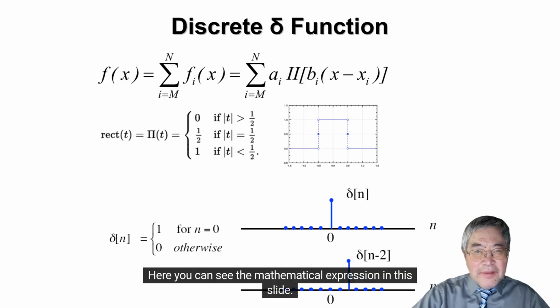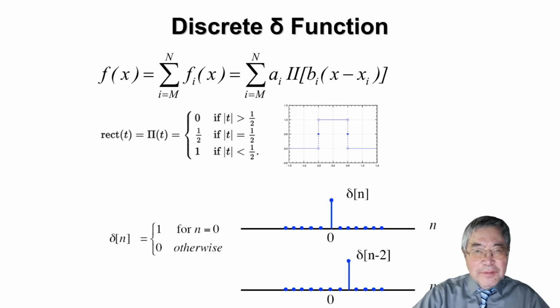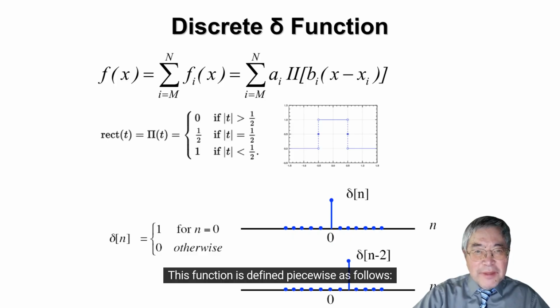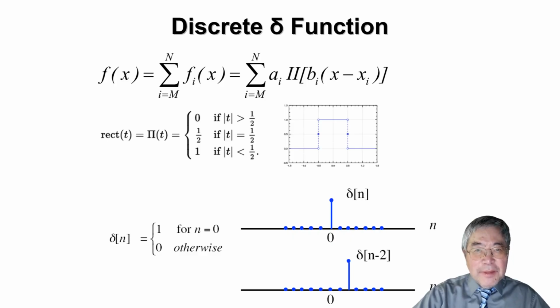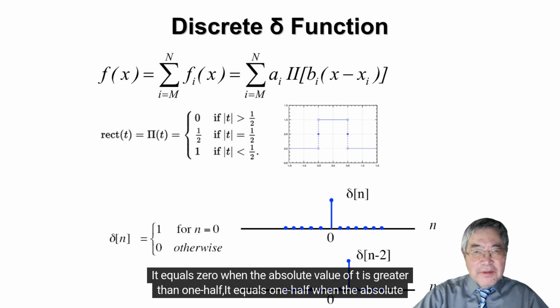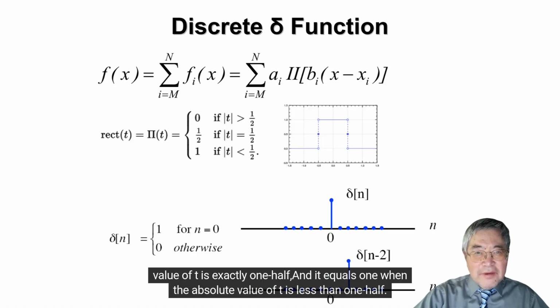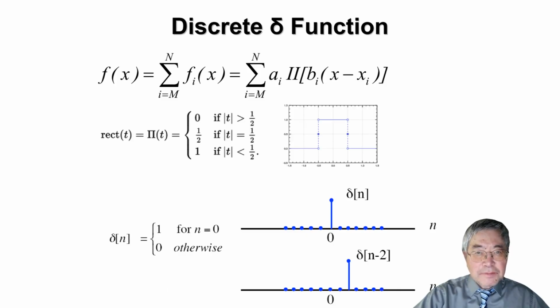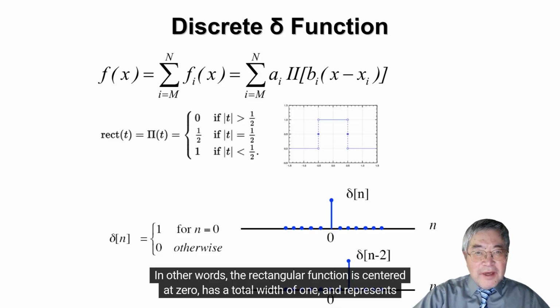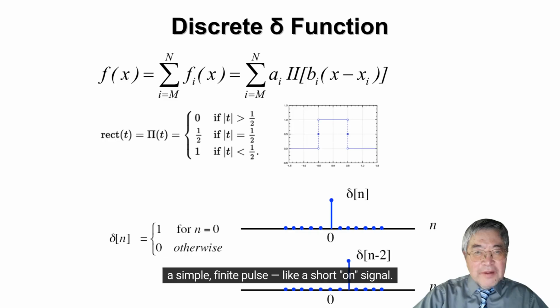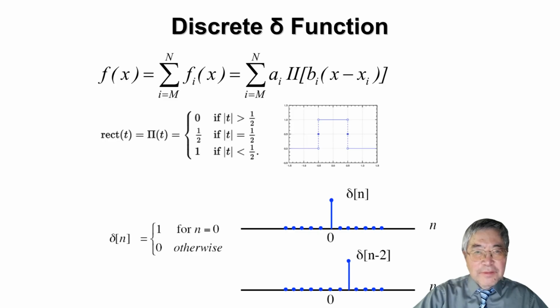Here you can see the mathematical expression in this slide. This function is defined piecewise as follows. It equals 0 when the absolute value of t is greater than 1/2. It equals 1/2 when the absolute value of t is exactly 1/2. And it equals 1 when the absolute value of t is less than 1/2. In other words, the rectangular function is centered at 0, has a total width of 1, and represents a simple finite pulse, like a short on signal.